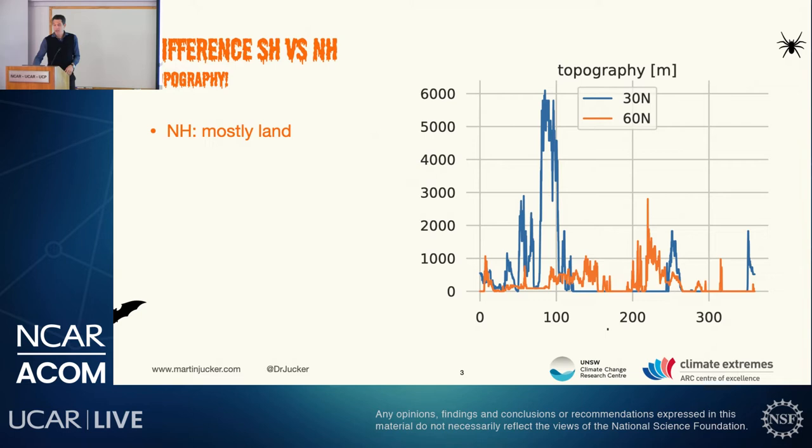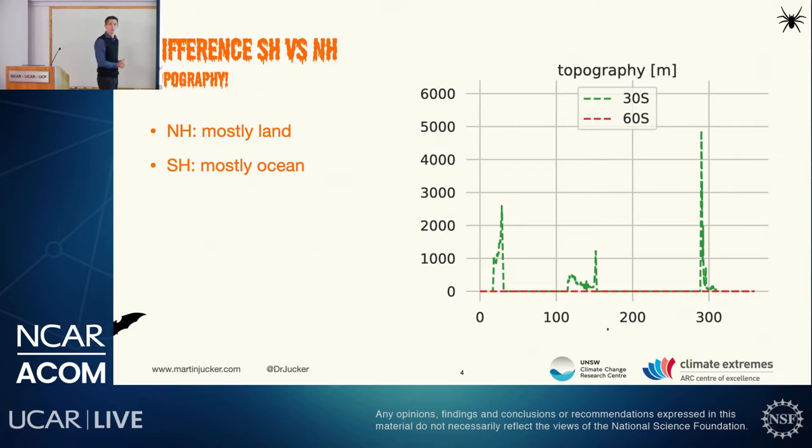What about the Southern Hemisphere? How does this look in the Southern Hemisphere? The green is 30 south, where you get a little peak of the Andes, and then the red one is at 60 south. It's just open ocean. So the Southern Hemisphere is basically an aquaplanet, where the Northern Hemisphere is something where there's lots of land. So that makes the two hemispheres actually quite different.